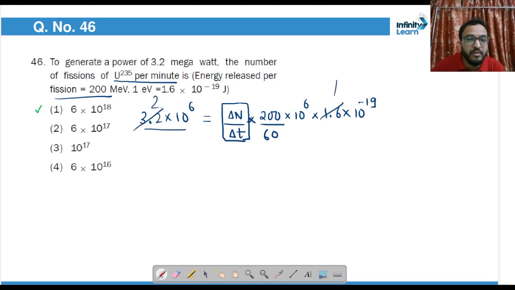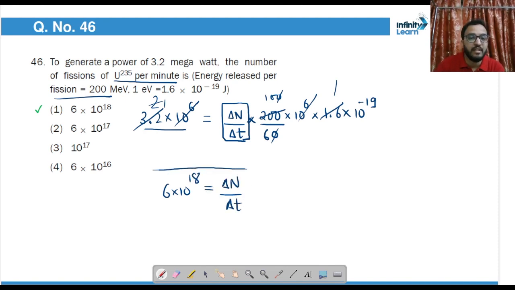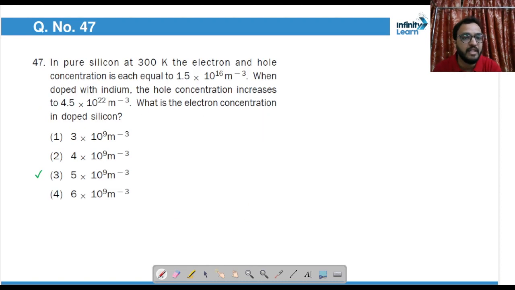1.6 into 2 is 2, and the zeros will get cancelled, leaving 10 to the power minus 18. So 6 into 10 to the power 18 will be delta n by delta t. Yes, now this is correct. Delta n by delta t is already the number of fissions per minute, so we convert that minute into seconds by putting 60 in the denominator, right?